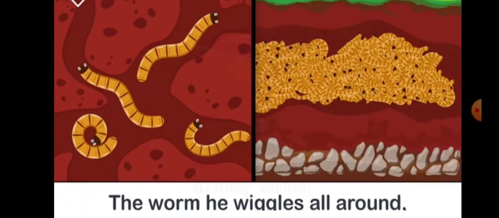The worm he wiggles all around. What is worm? W-O-R-M, worm means earthworm, one kind of insect. See in the picture. So, the worm he wiggles all around. What is the meaning of wiggles? Wiggles means moves very fast from side to side. So earthworm can move very fast from side to side.